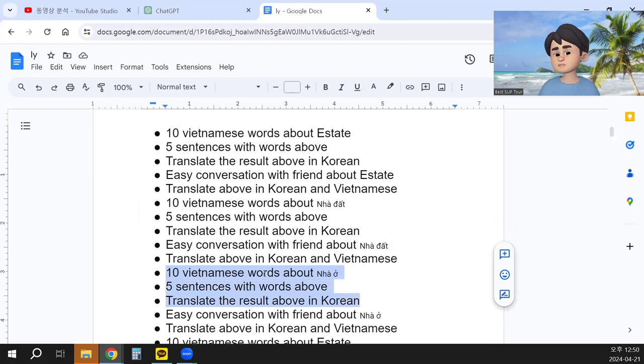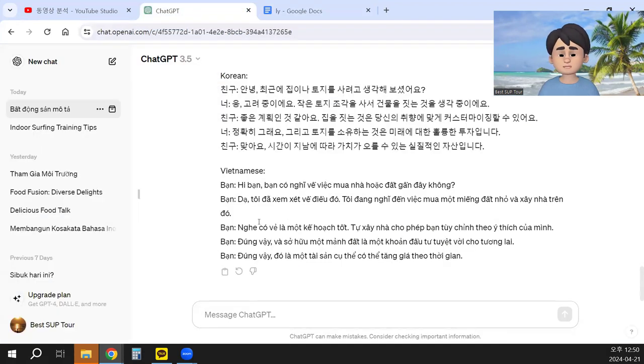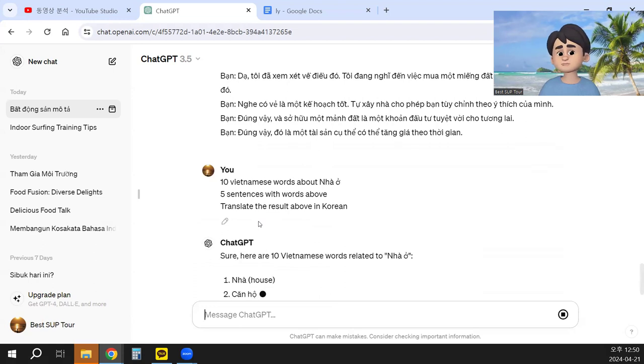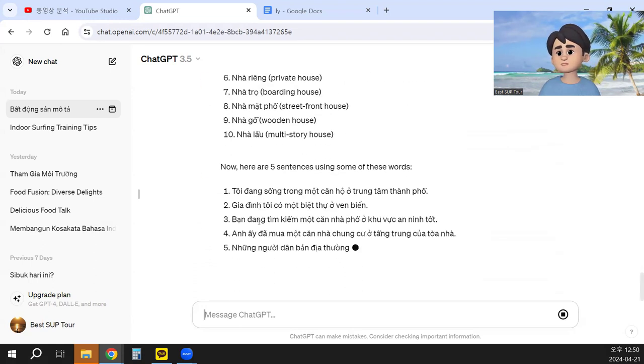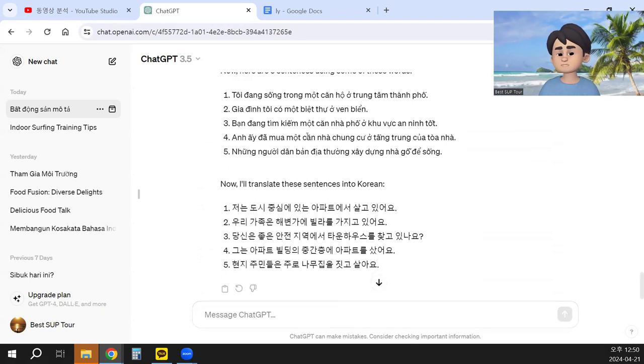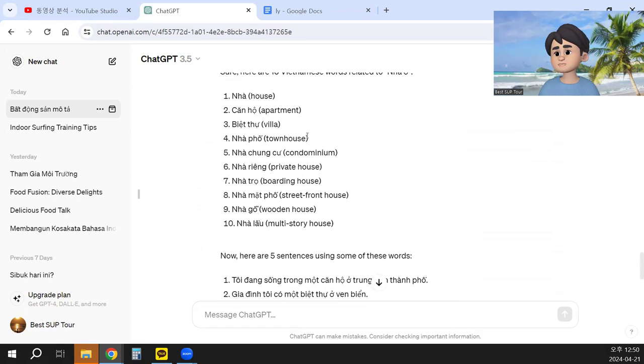The third step is a residential house. So, and then I can get 10 words about the residential house. So AI gives five sentences, and then with the 10 words. Now we already have 30 words.